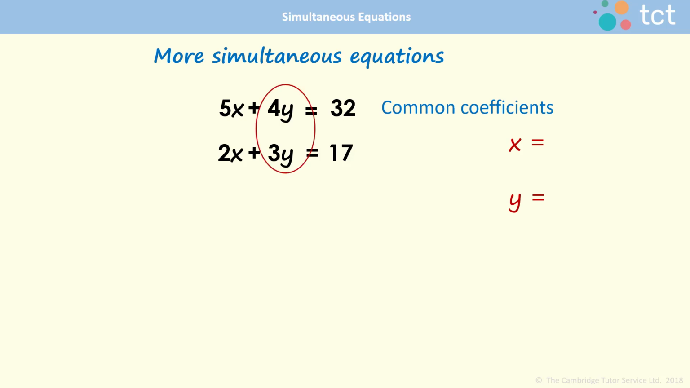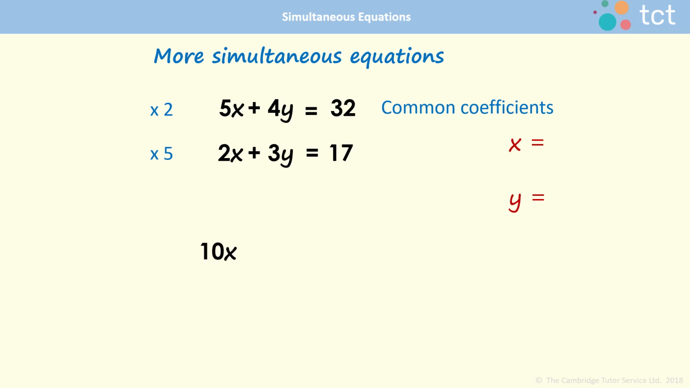We need to do something to make either the y's the same coefficient or the x's. I'm going to go with the x's here. To get the coefficients for the x's the same, I can times the top equation by 2 to make that 10x, and I can multiply the bottom equation by 5 to make the x 10x.